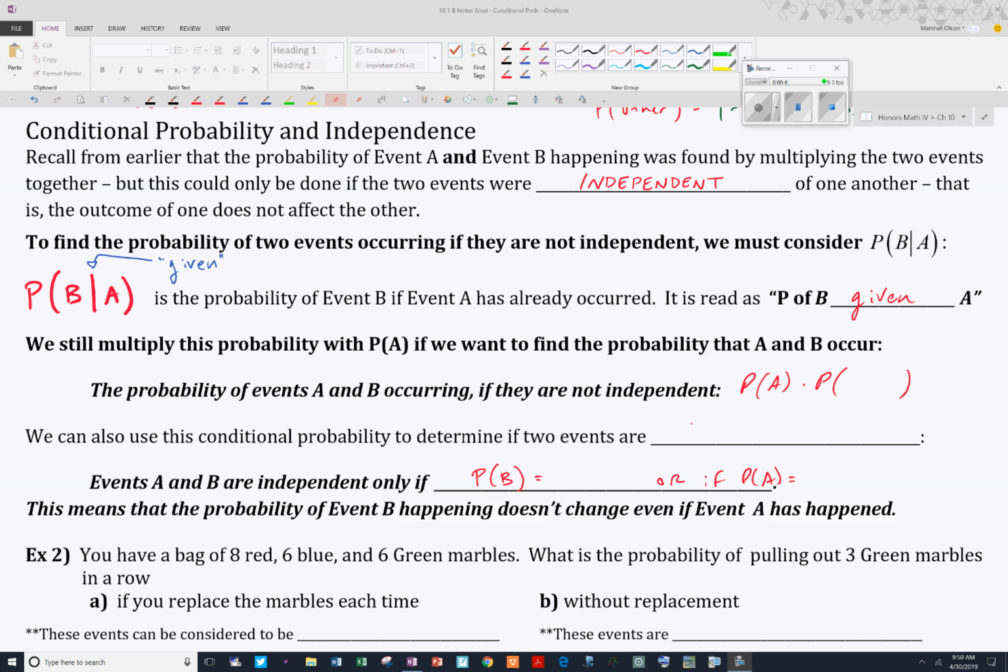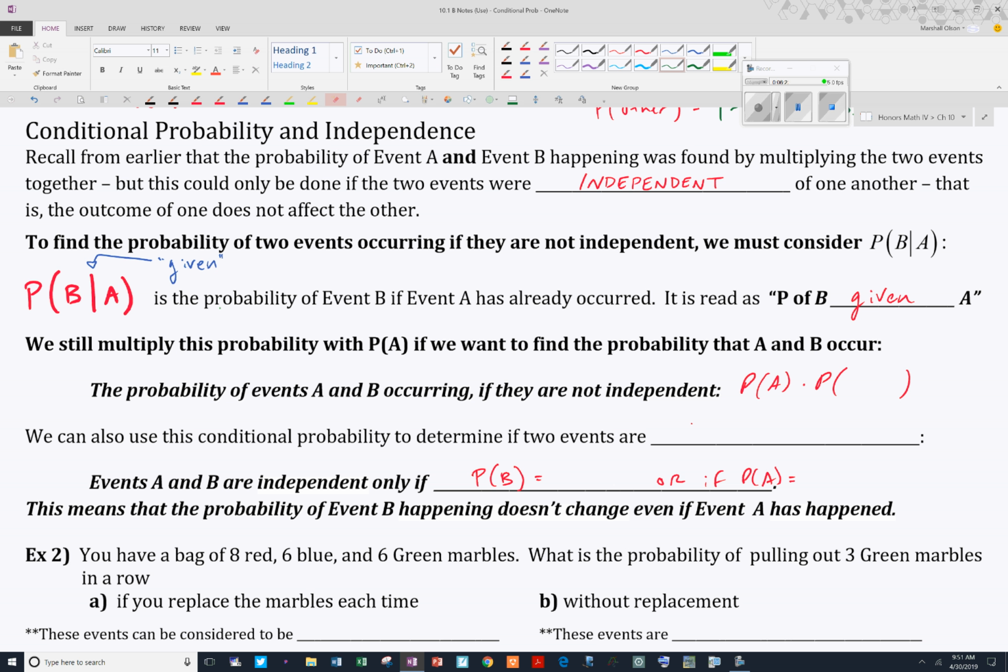If they're not independent, we've got to throw another little wrinkle into the mix here. It says to find the probability of two events occurring if they are not independent, then you must consider this thing right there, that guy right there. That is the probability of B given A. And I just rewrote it right there, or gave you a spot where you could write it in your own writing. The probability of B given A is the probability of event B if event A has already occurred. It is read as P of B given A, or the probability of B given A.